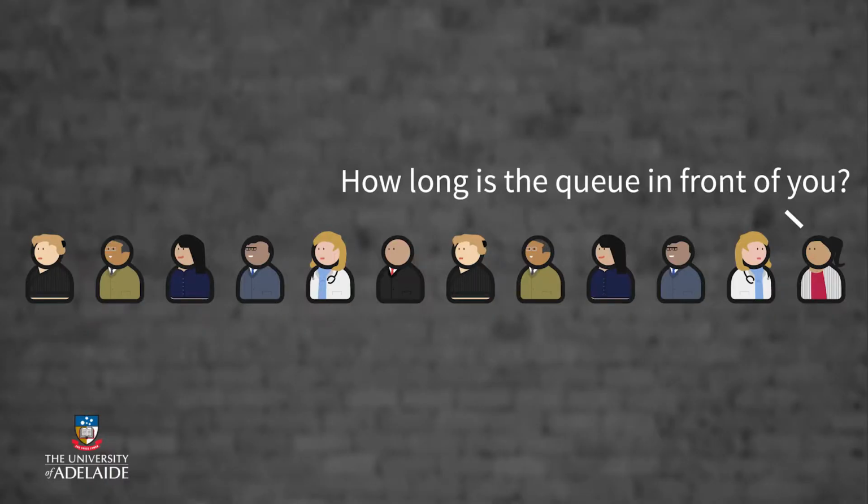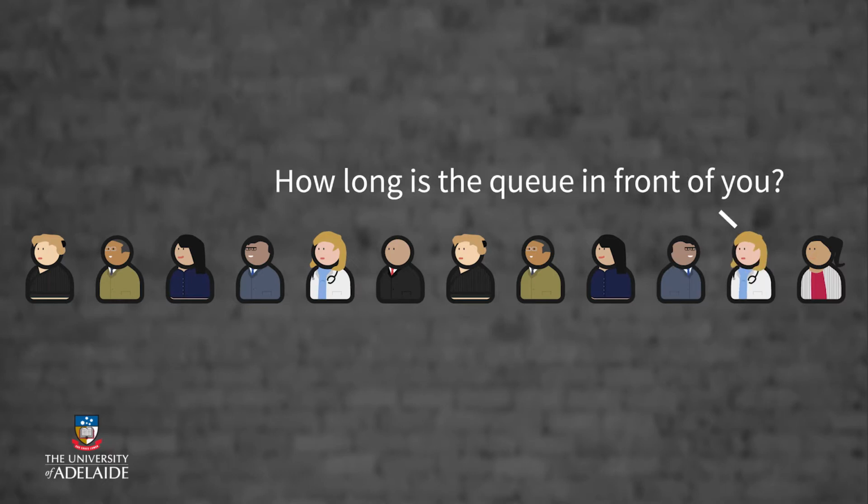You ask the person in front of you how long the queue is, then you add 1 to their answer. If they ask the person in front of them, then add 1 to that answer, you'll add 1 to them and you'll have your answer.